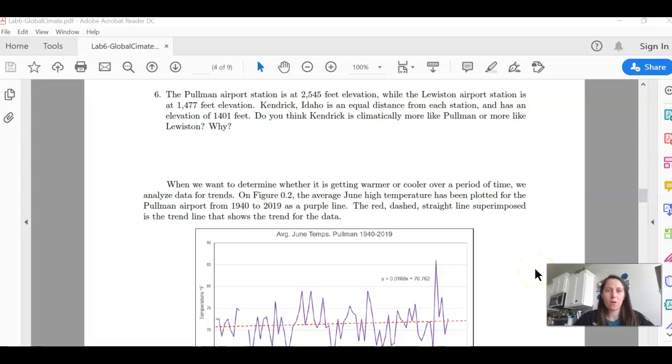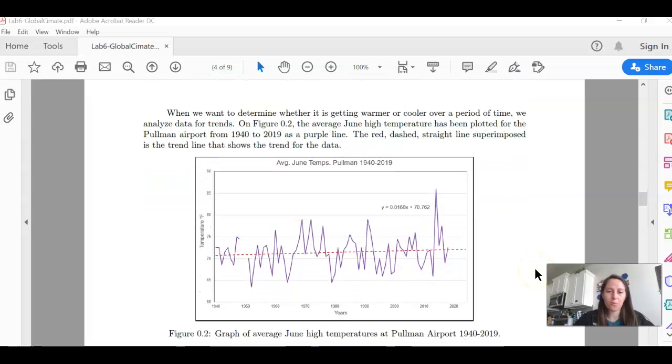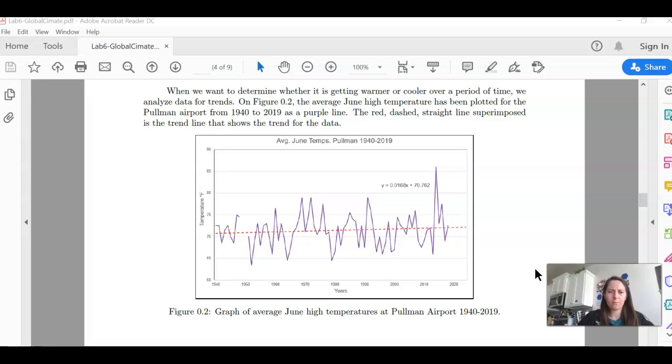Okay. So once you answer that question, you go through this other kind of joined topic, but different, I guess. When we want to determine whether it is getting warmer or cooler over a period of time, we analyze data for trends. This figure shows the average June high temperatures plotted for the Pullman Airport all the way from 1940 to 2019. That is the purple line that you're seeing. As you're seeing, some years they didn't have data for, so there's a couple gaps.